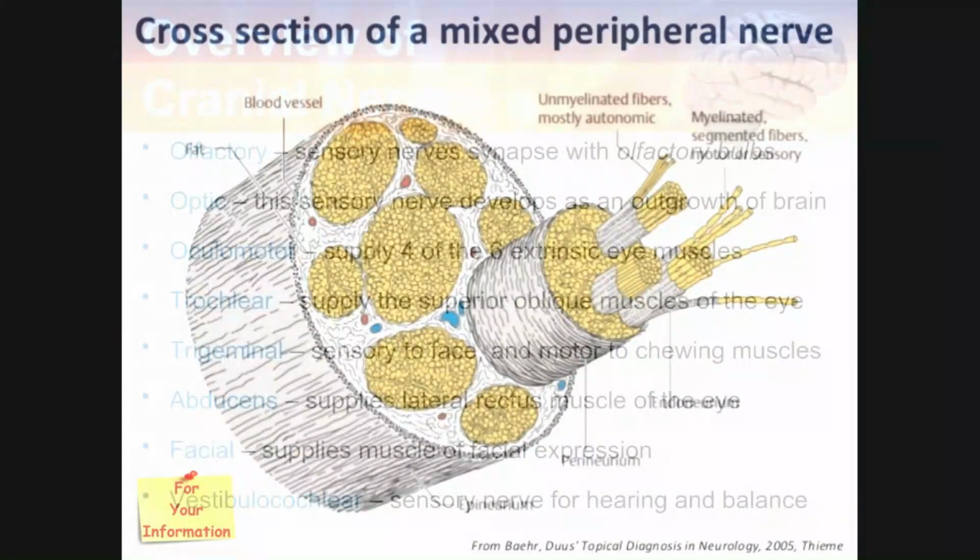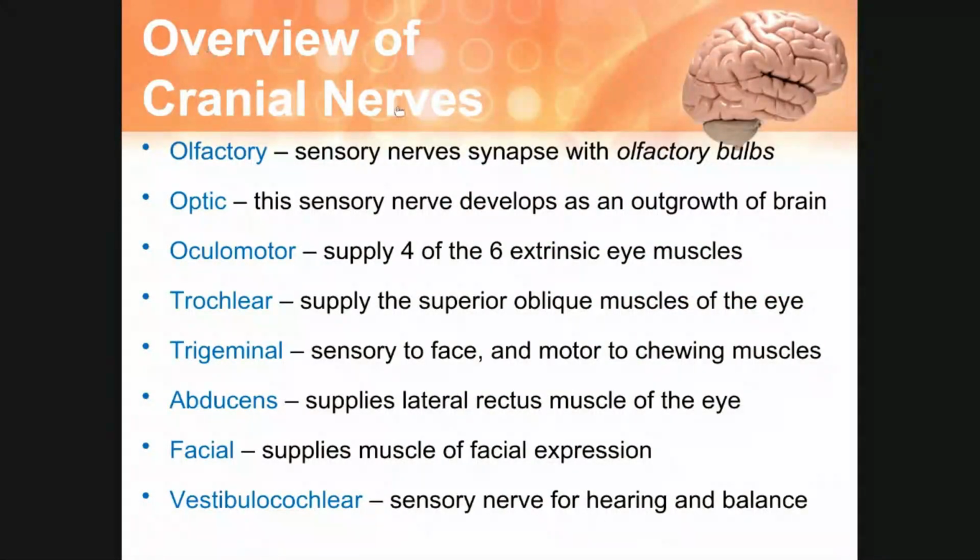Coming to the cranial nerves, as I told you, since these nerves originate inside the cranium, we call them cranial nerves. So the order of the cranial nerves is important.